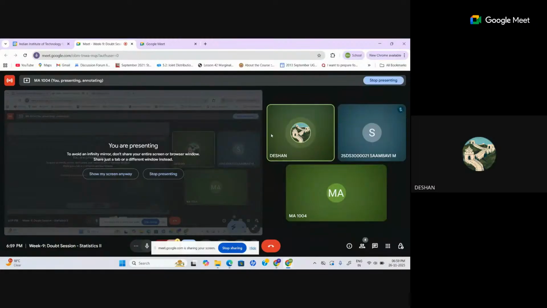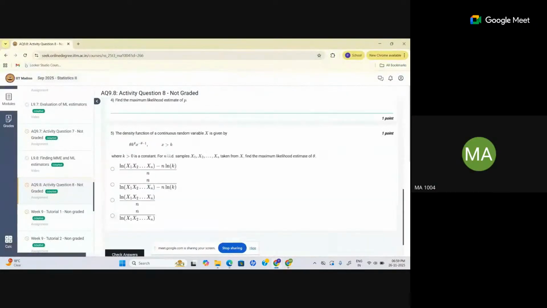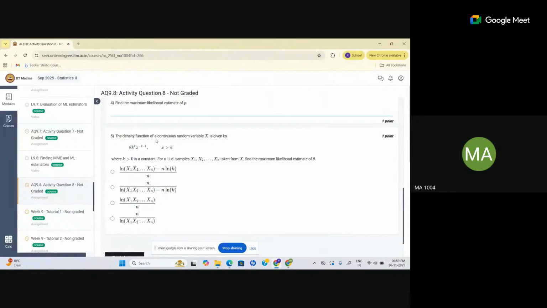Ma'am, can you tell how to solve the fifth question? It's the same way. Here we are given the density function, because it is a continuous random variable. The question is, you have to find the MLE. So again, you have to find the likelihood function. It will be the product from i equals 1 to n, since it is a PDF.